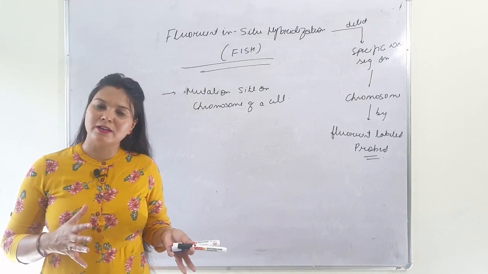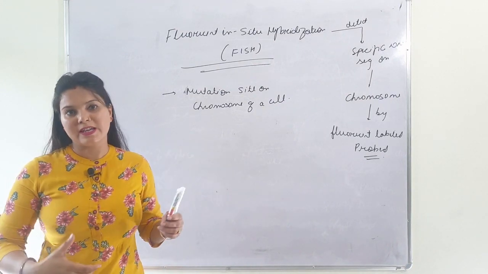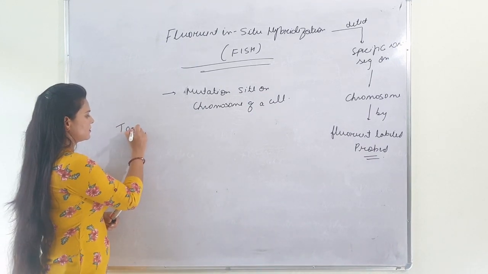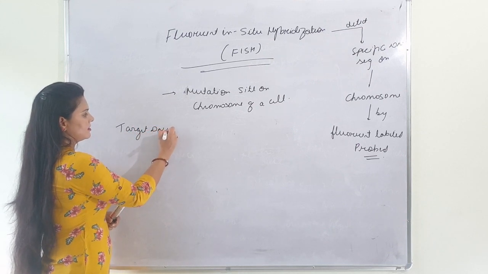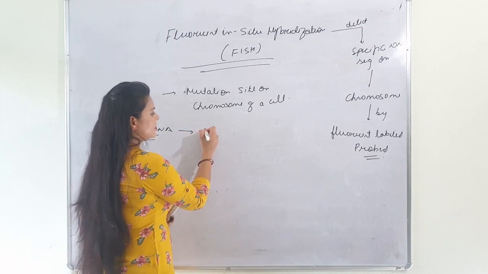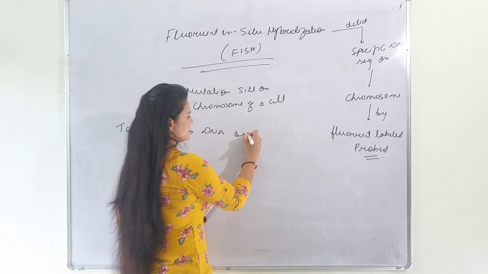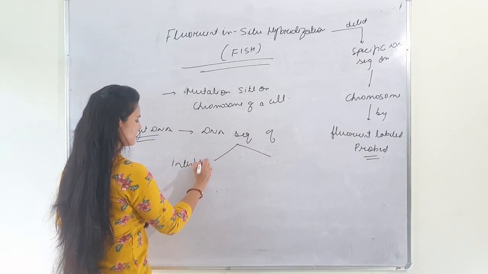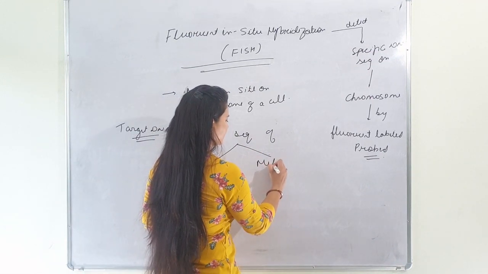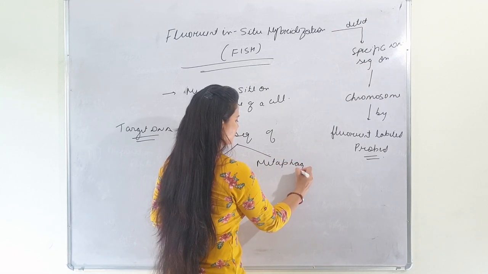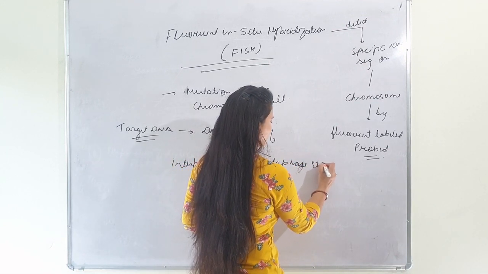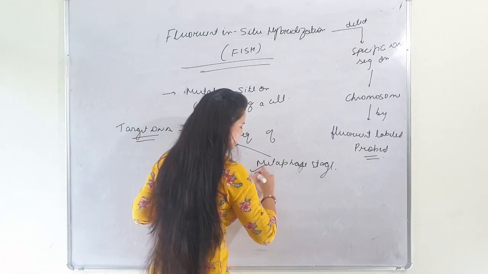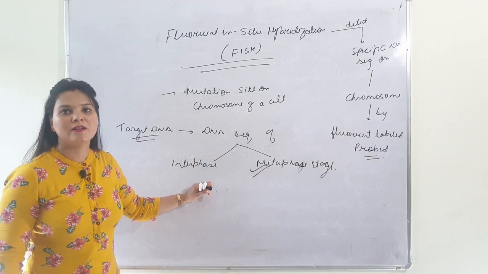The target DNA basically used in FISH is the DNA of an interphase or a metaphase chromosome. So, the target DNA used here in FISH is the DNA sequence of the interphase or metaphase stage of a chromosome.